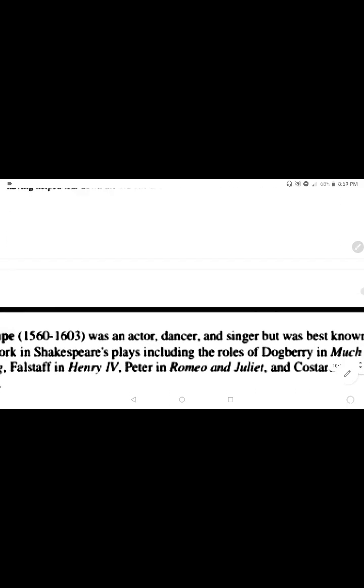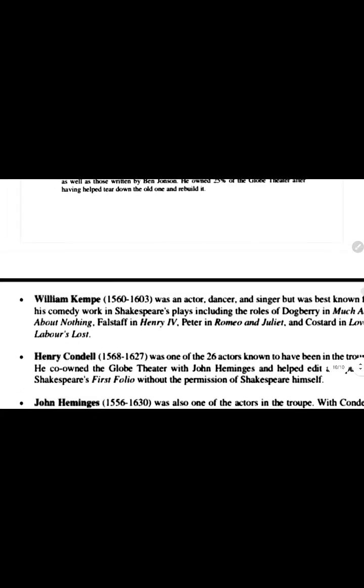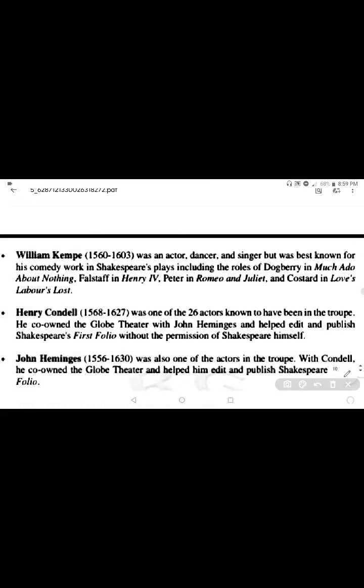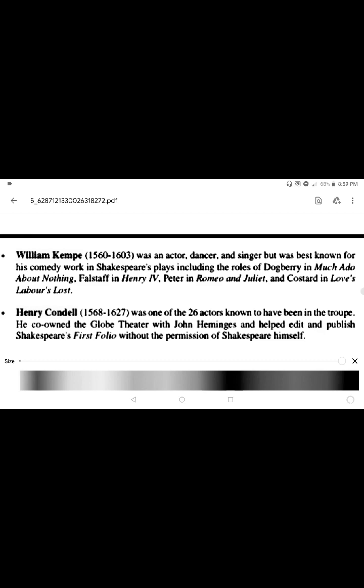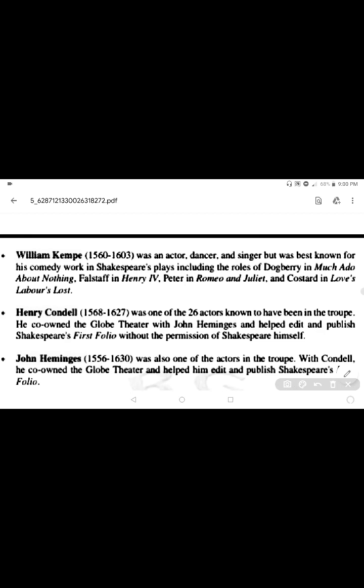Now, the second actor was William Kemp. He was an actor, dancer, and singer, and was best known for his comedy work in Shakespeare's plays, including the role of Dogberry in Much Ado About Nothing, Falstaff in Henry IV, Peter in Romeo and Juliet, and Costard in Love's Labour's Lost.